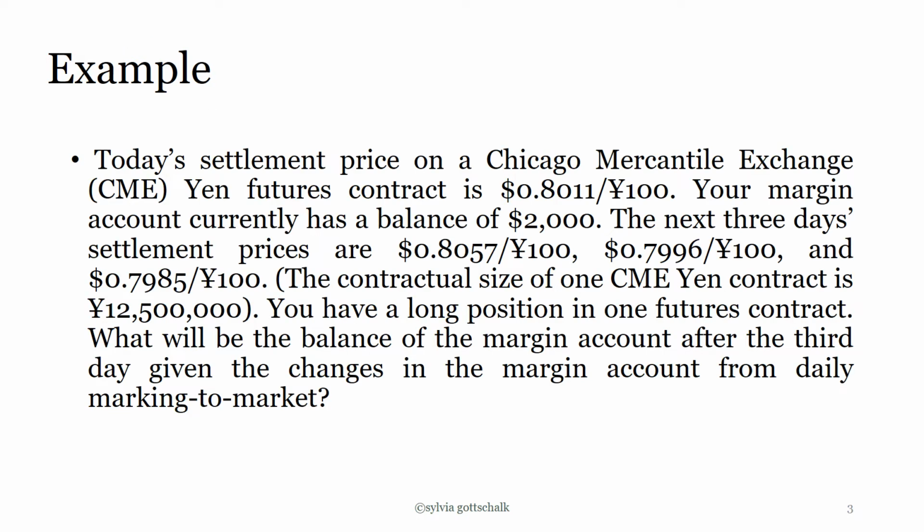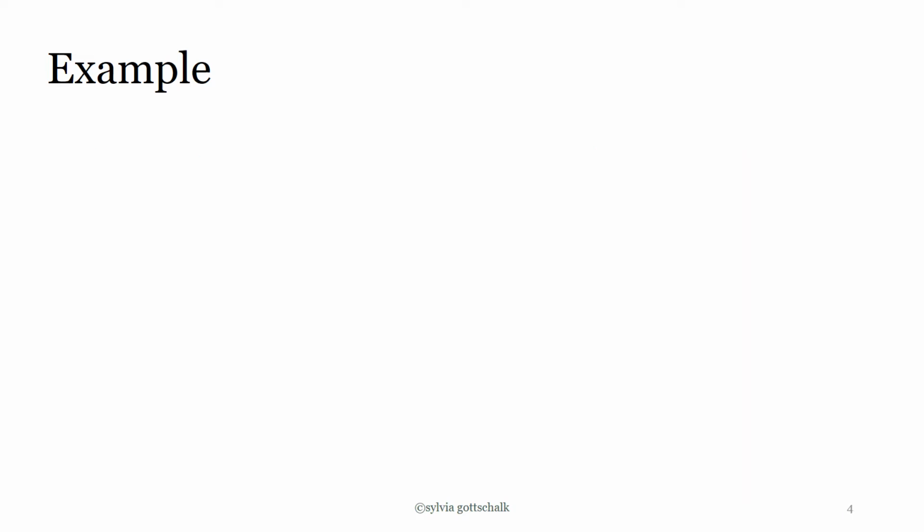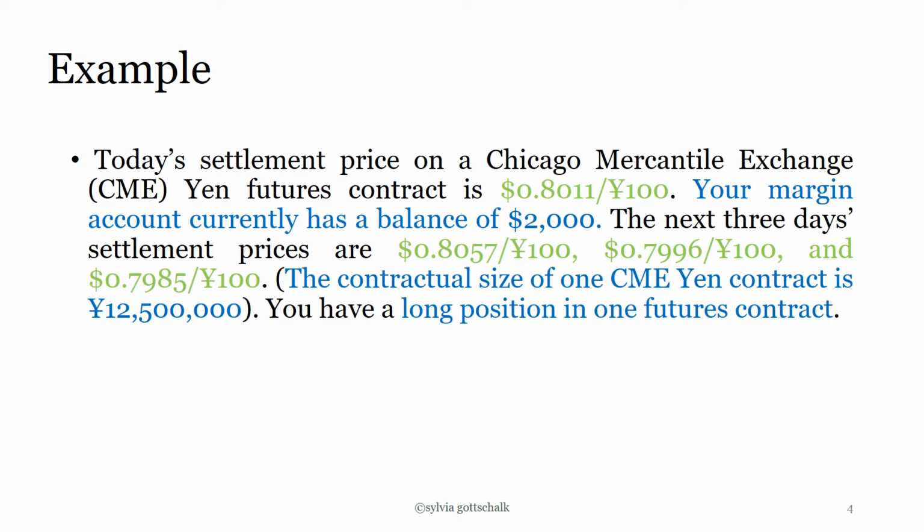So example number 1, you have the text here and it is quite a lot to read, quite a lot of information, so I have highlighted the information you actually need to answer the question. So first, in blue, you have the information relative to your position. So you start with an account, which is called a margin account, with $2,000.